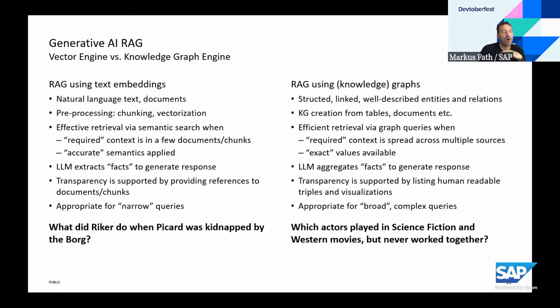depicted here below, where you ask which actors played in science fiction as well as Western movies, but never worked together. So this is incredibly hard if you want to derive suitable context or answer that query if you just have natural language text, documents, and text embeddings, because you would essentially need to scan nearly all of your documents, nearly all of your descriptions in order to find that answer here. But if you condensed all your information in a movie knowledge base, these types of queries become very easy to answer.